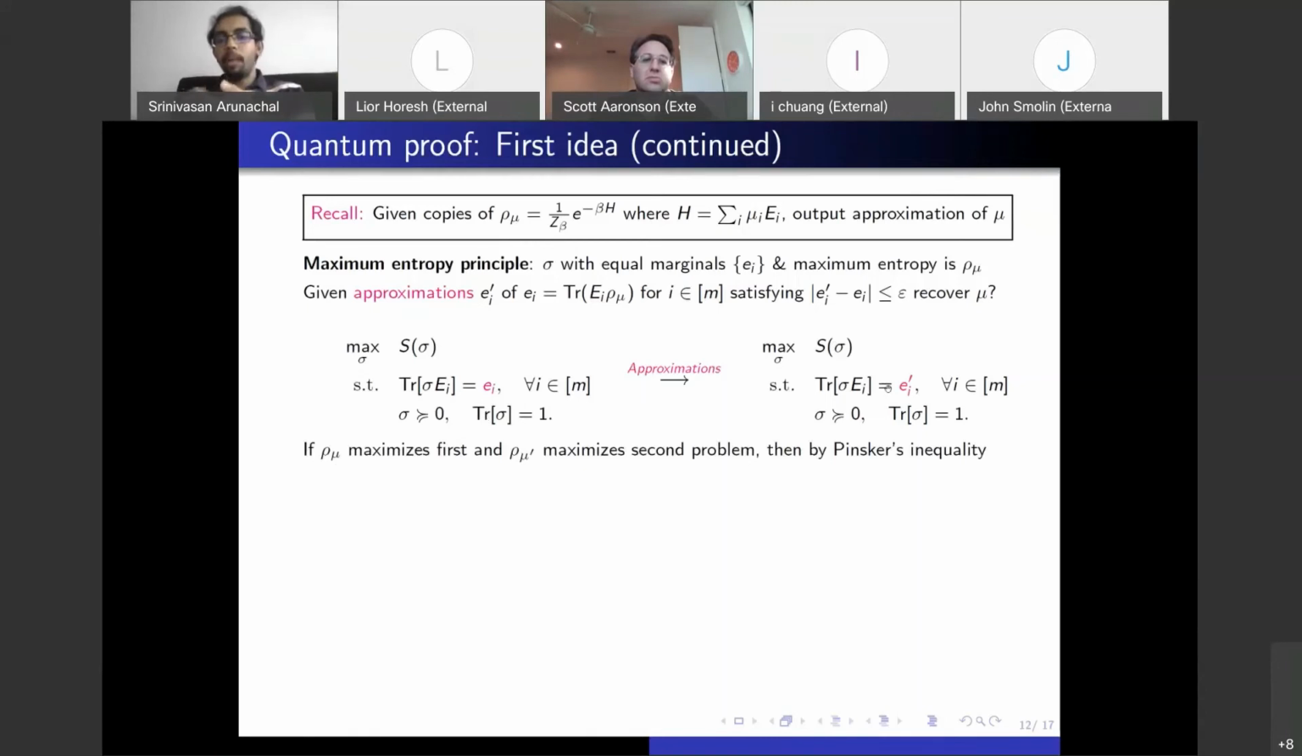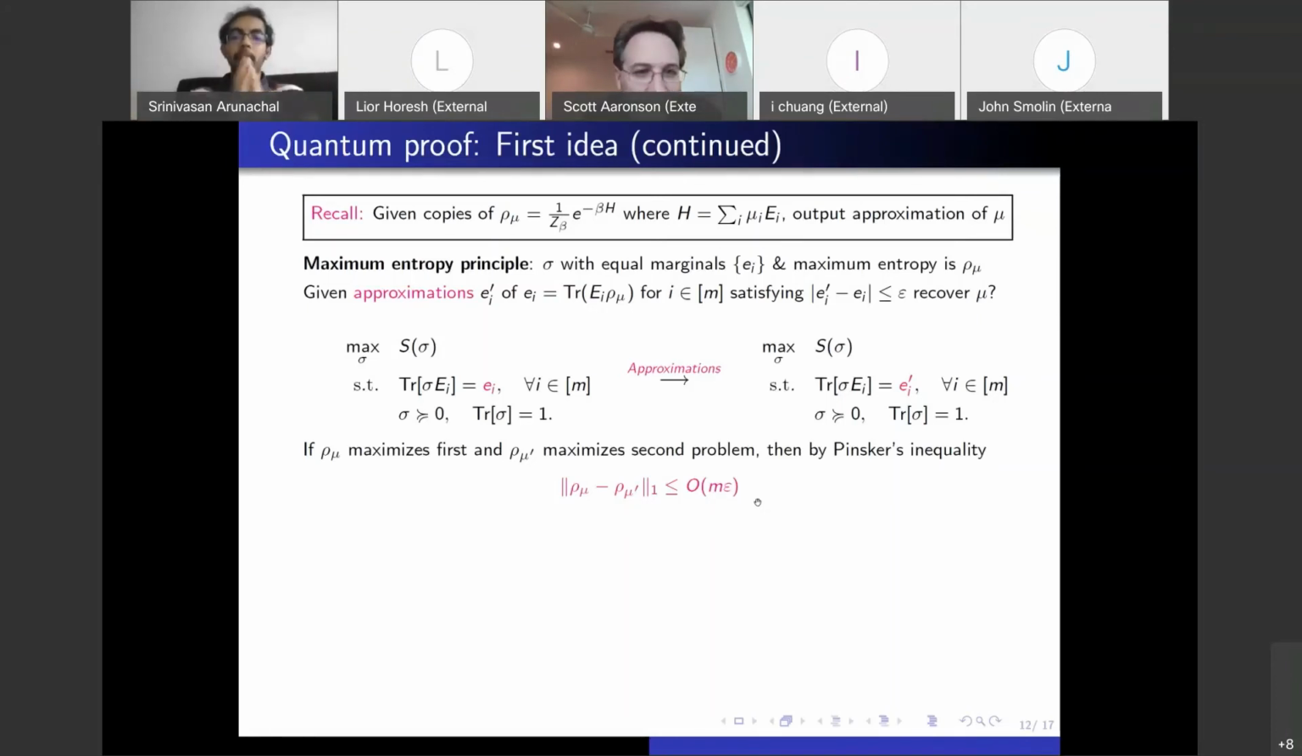I only have EI prime in my hand, so I can only produce a rho mu prime, which maximizes the second optimization problem. Then by the trivial Pinsker inequality, you can just say: what's the trace distance between rho mu and rho mu prime? This is at most m times epsilon. This is not great because it depends on the number of qubits and so on, but at least it is some bound.